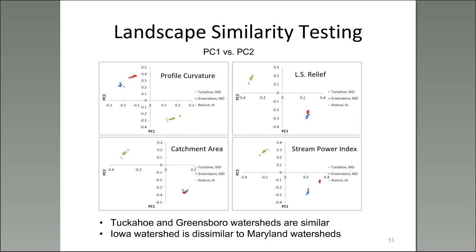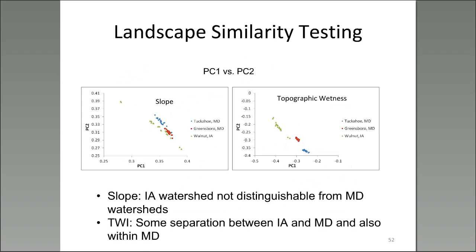But even between Greensboro and Tuckahoe, there is significant clustering, indicating that these watersheds are different in themselves. And what is known about those two watersheds is that Tuckahoe is more well drained than the Greensboro watershed, and so that may be indicative of why we get separation between these in the loadings for the principal components.